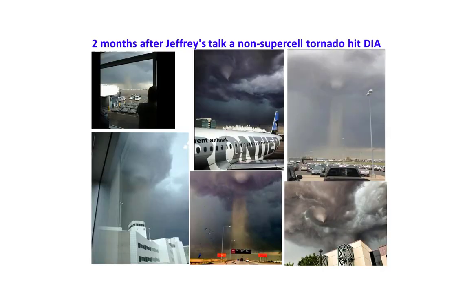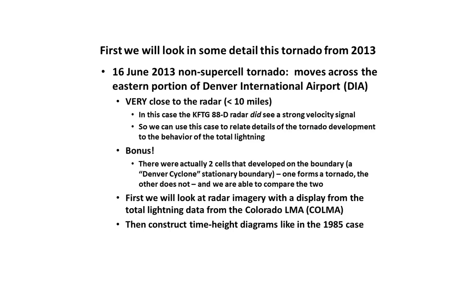So shortly after Jeffrey gave his talk, I was working a shift on this day in June at the Boulder WFO, and we had this non-supercell tornado that actually hit the airport, which is really the only one that's come onto the airport grounds. And of course, there were a lot of pictures. And so we had tremendous radar coverage. And obviously, it was quite close to the radar. In fact, we had to use another radar to get better coverage of the upper part.